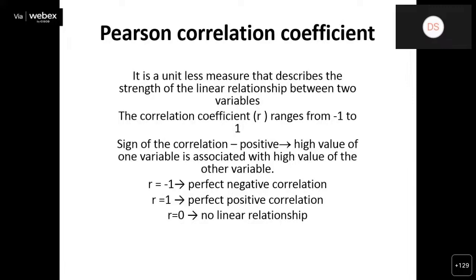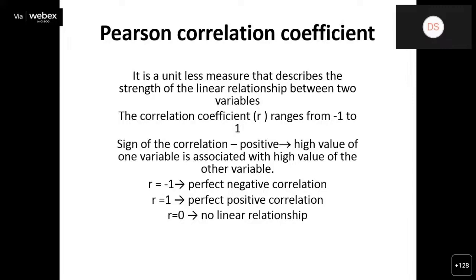For the sign, you will get either positive or negative. When it is positive, it indicates that one value is positively correlated with the other value. When it is negative, it indicates that when one value increases, the other value decreases. So there are two things: first is the sign of the correlation, and second is the magnitude of the correlation.